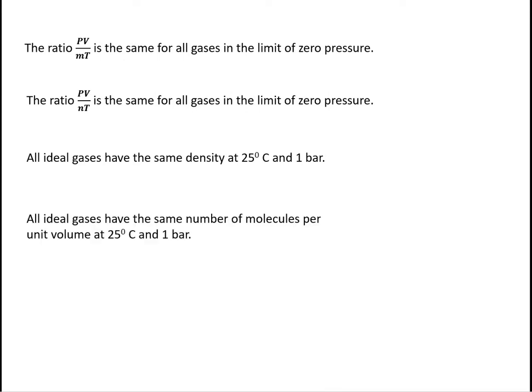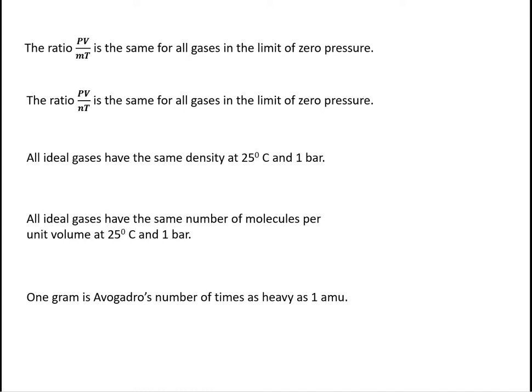The ratio of PV by mT is the same for all gases in the limit of 0 pressure. The next one, similar, but PV by nT, n is the number of moles, is the same for all gases in the limit of 0 pressure. All ideal gases have the same density at 25 degrees centigrade and 1 bar. All ideal gases have the same number of molecules per unit volume at 25 degrees centigrade and 1 bar.